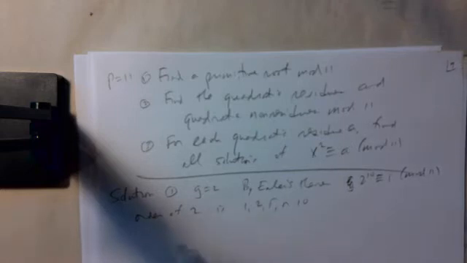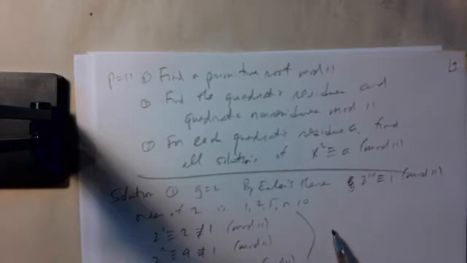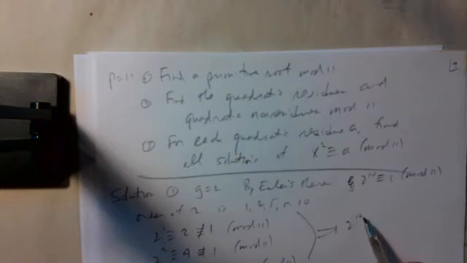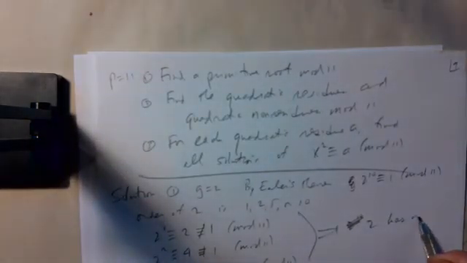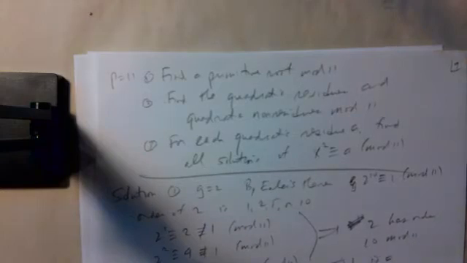So 2 to the first power is congruent to 2, which is not 1 mod 11. 2 squared is 4, which is not 1 mod 11. 2 to the 5th is 32, which is 10, which is not 1 mod 11. So the only other possibility is 2 to the 10th. We know 2 to the 10th is 1 mod 11, so 2 has order 10 mod 11. So 2 is a primitive root.